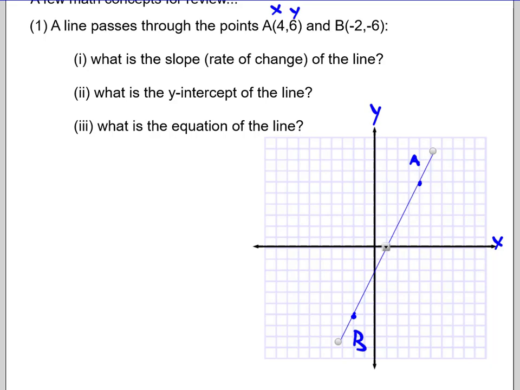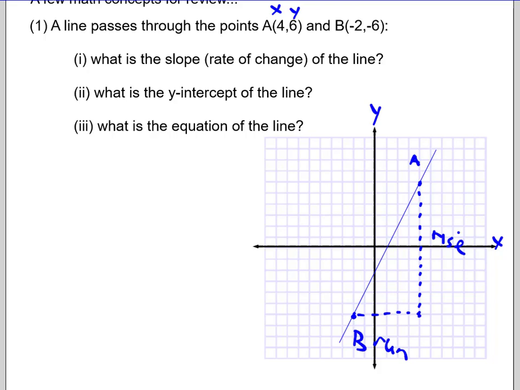Correct this end here a little bit. Now the slope or rate of change, you might remember the term rise over run. If I create a large triangle here, I can get the rise and I can get the run by finding out the difference between them. Sometimes you can count squares, sometimes you can't, depending on the scale.